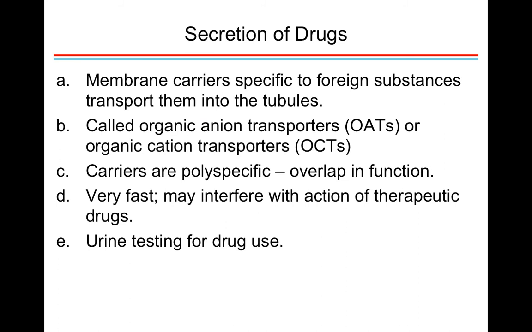So if we look at some molecules that can be secreted, one class of molecules that is often secreted in urine is drugs, and we have specific carriers in the membrane to be bringing in foreign substances into the tubules. So some drugs are carried by organic anion transporters, which we call OATs, and then we also have the organic cation transporters, which are OCTs, and these carriers are very specific, or polyspecific, and they do overlap in function, but they're specific for either the anionic or the cationic molecules.